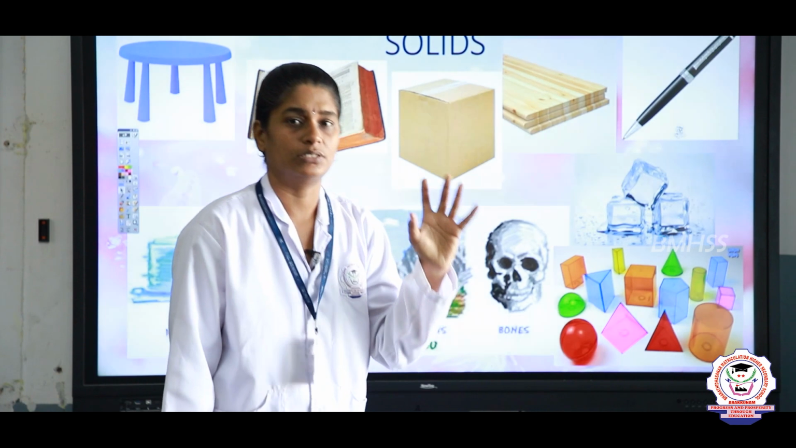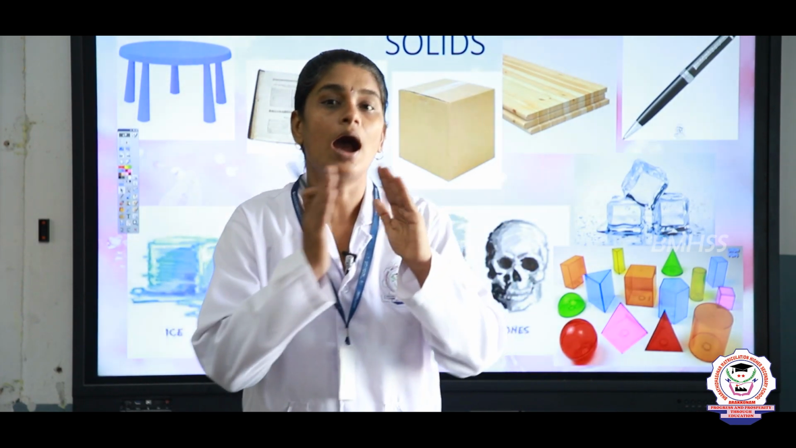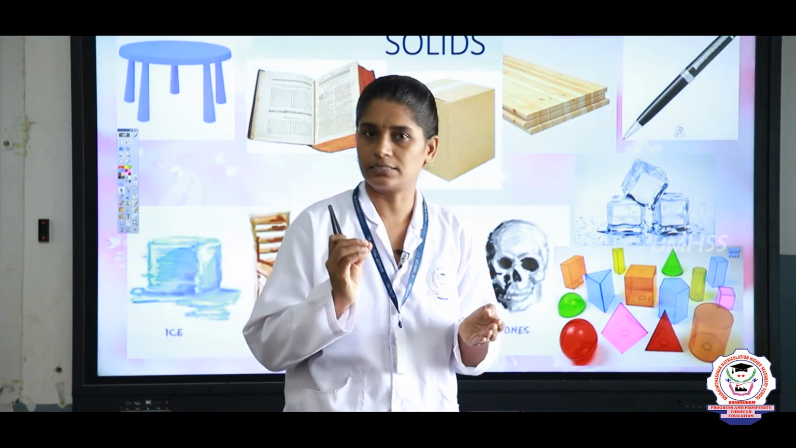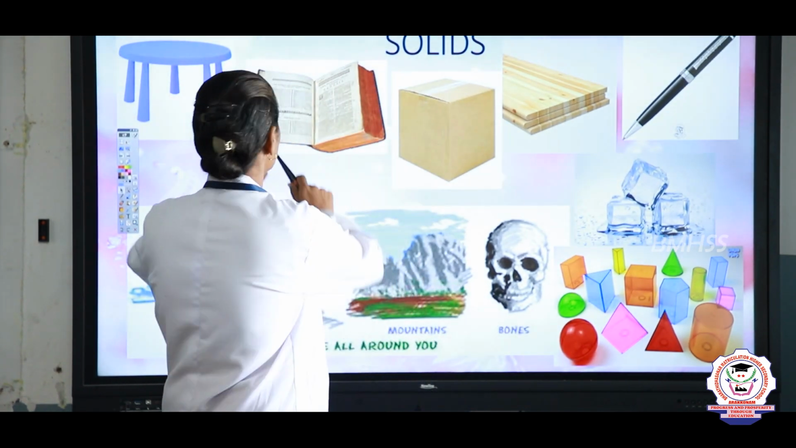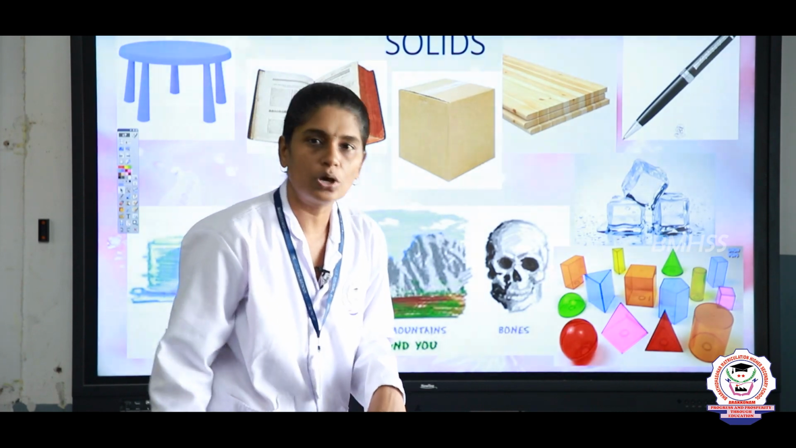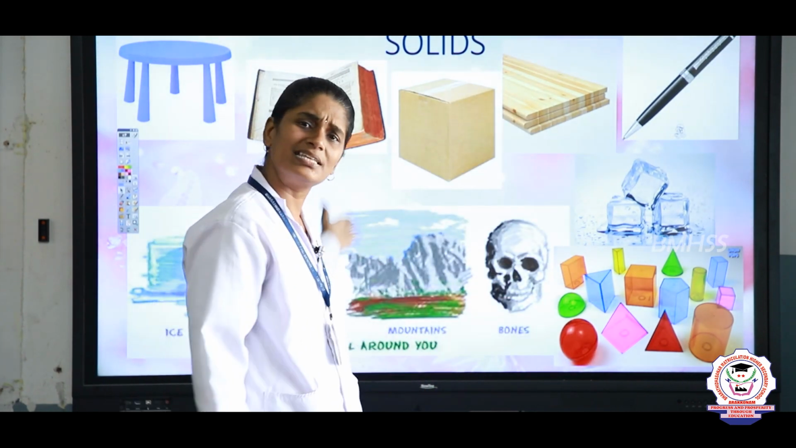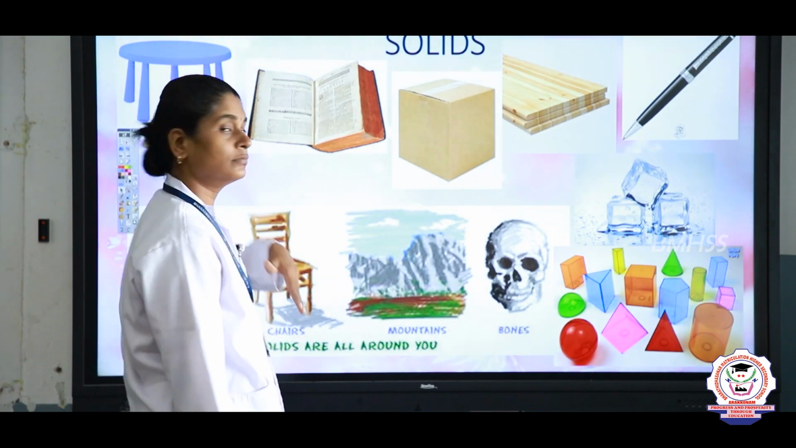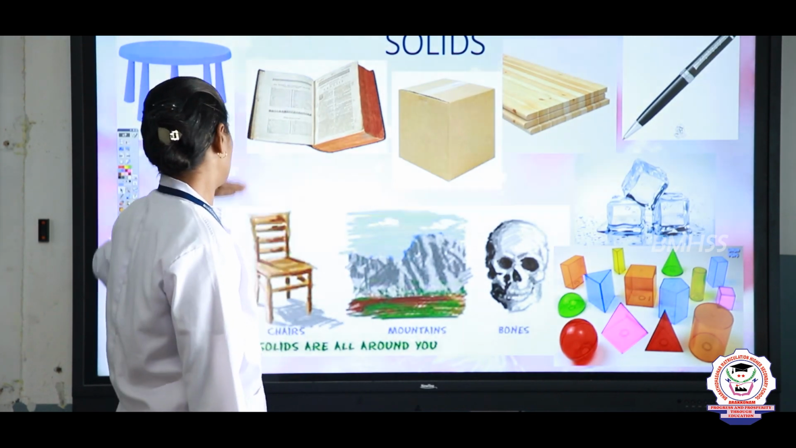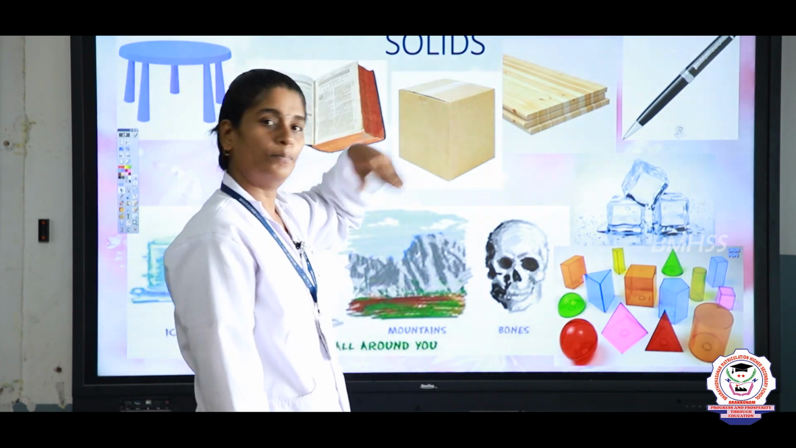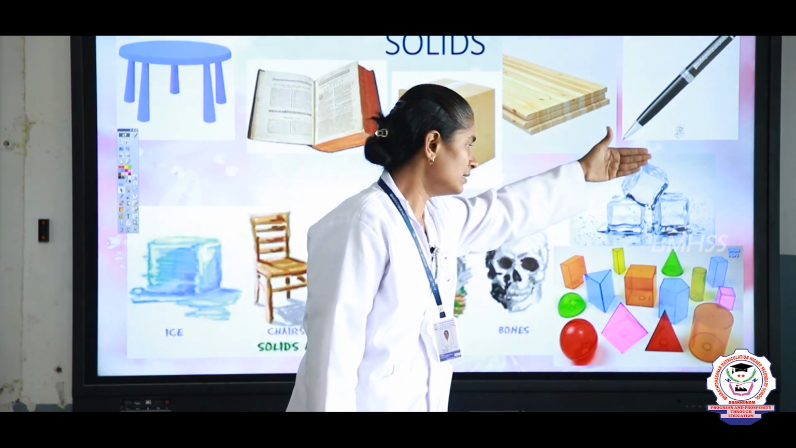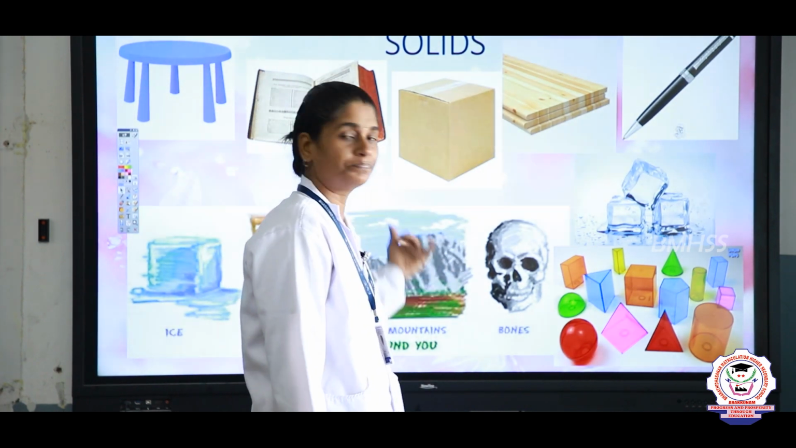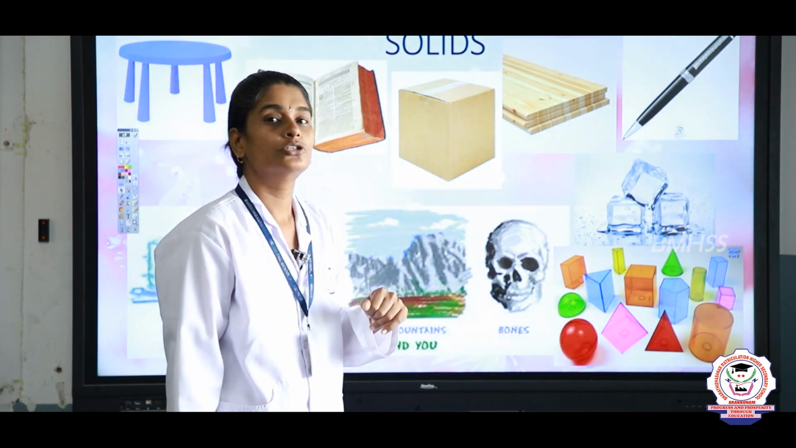So what are these solids? Solids are hard substances. When we touch them, we can feel the hardness, right? These are the examples of solids. What are the things that you can see? Yes, you see book, chair, table, ice, box, wood, pen, all the ice cubes. These are all the examples of solids.